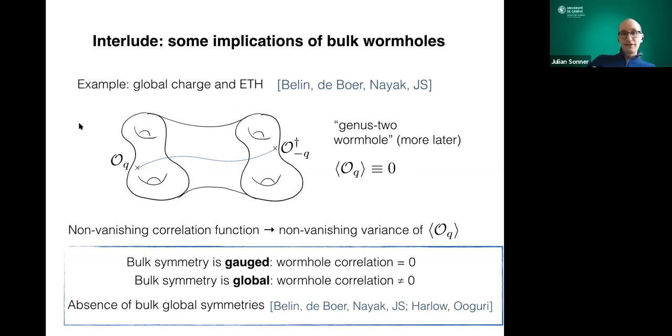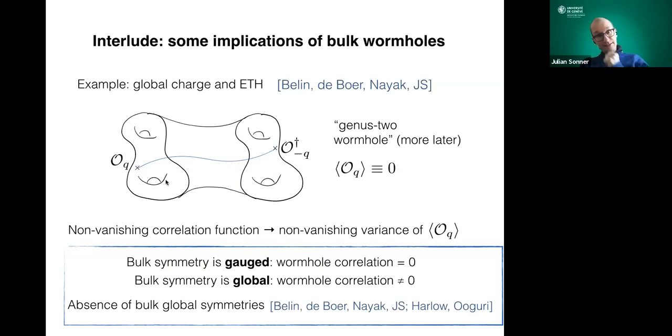So the idea is that if you put yourself in 3 dimensions, so AdS3, there is a solution that was written down by Maldacena, Maoz, and Stanford, which is called the genus two wormhole. So you take a genus two Riemann surface on the boundary, 2 holes, and then there is a connected bulk solution which has 2 asymptotic boundaries, each of which is this genus two surface. And now I can ask, what happens if I insert a charged operator on each of these boundaries and I ask about its 2-point function?